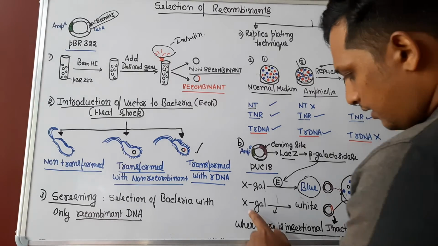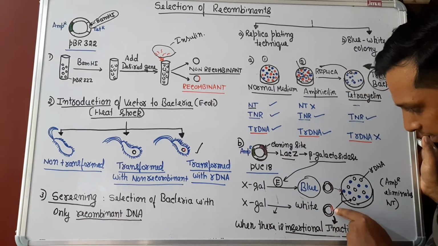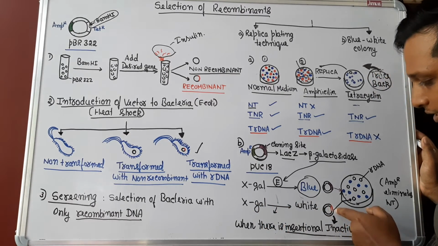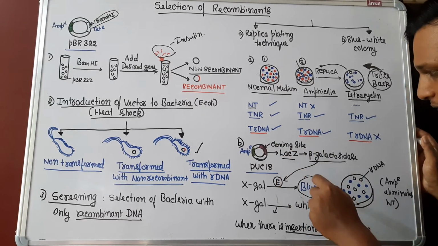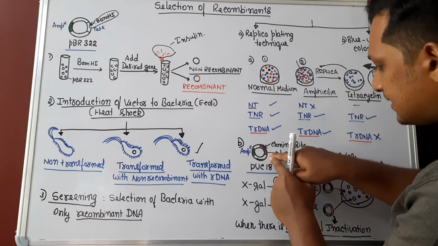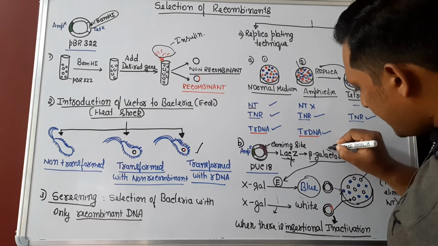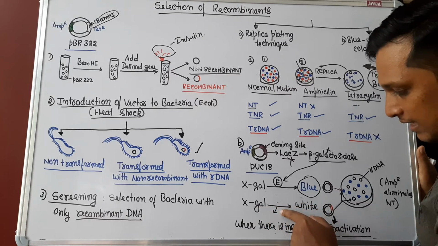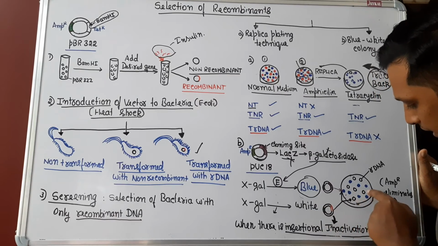Next, if the plasmid has an insert, look here, I have shown one insert, then while growing on X-gal medium, because of insertion of the foreign gene, you have inactivated the lacZ gene. This is called insertional inactivation. What is insertional inactivation? By inserting the foreign DNA in the lacZ gene, we are inactivating the lacZ gene. When the lacZ gene is inactivated due to insertion, beta-galactosidase will not be produced. Hence, X-gal, in the absence of enzyme, will produce white colored colonies. Look here, white colored colonies.